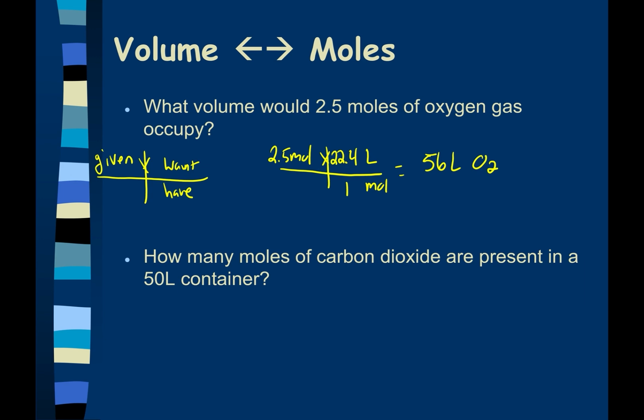Now let's look at our second example here. How many moles of carbon dioxide are present in a 50-liter container? And again, we're going to assume here that we're at STP. So we set up our table. We have 50 liters of CO2. We are interested in moles and we want liters. So we've got that 1 mole of gas is 22.4 liters. And so 50 divided by 22.4 is equivalent to 2.23 moles of CO2.